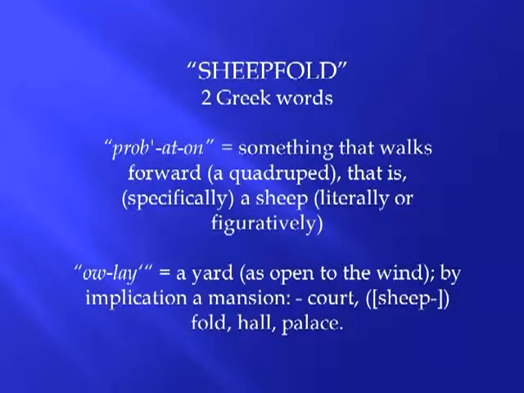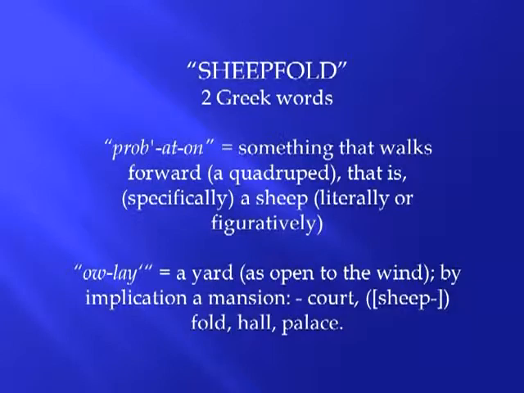Now the interesting thing about this is that the word sheepfold is translated from two different words. The first word is probaton, and it literally means something that walks forward, a quadruped. That is specifically a sheep. The second word is aule. And it means a yard, as open to the wind. By implication, a mansion, a court, a fold, a hall, or a palace.